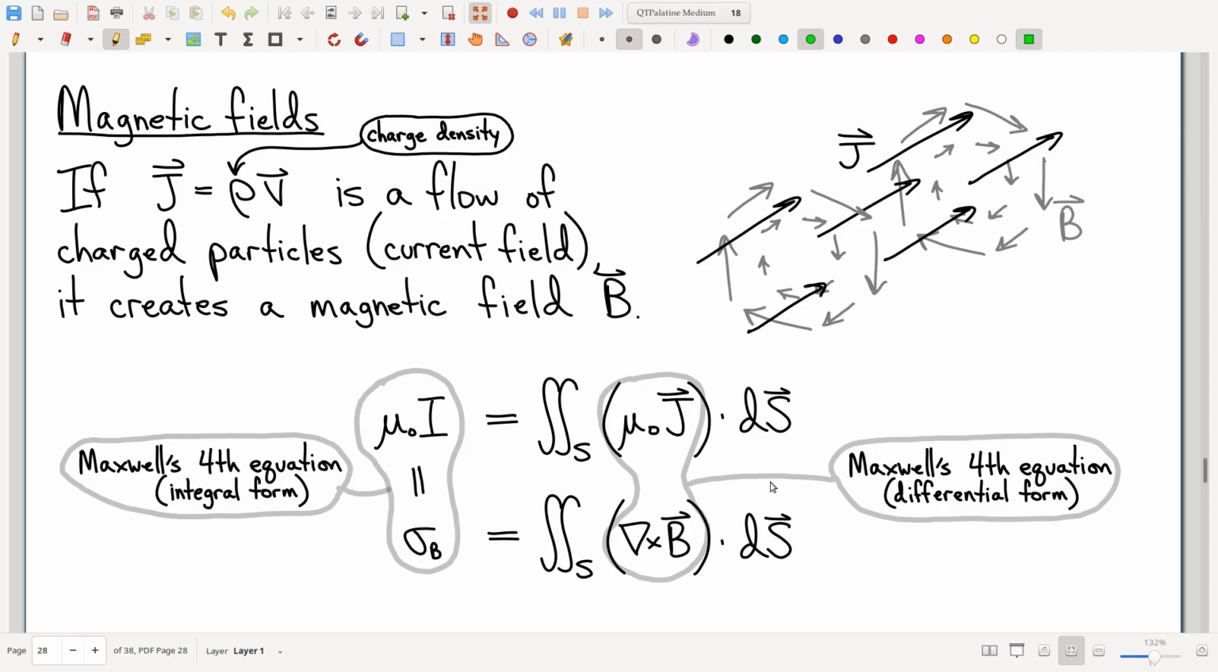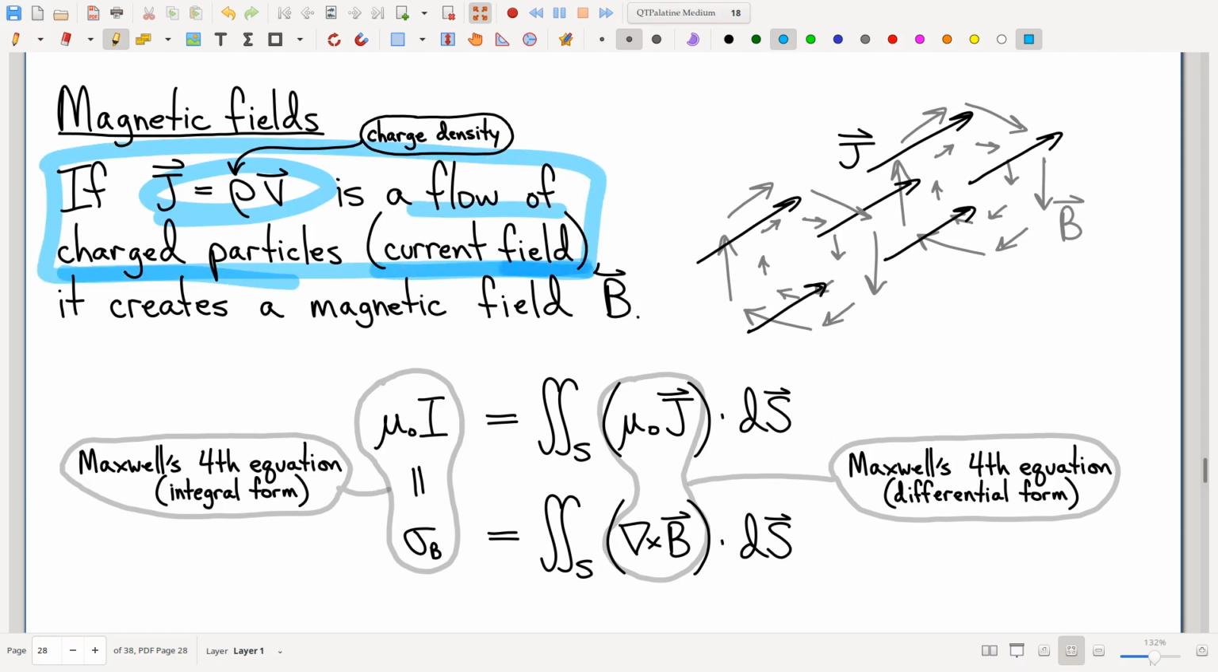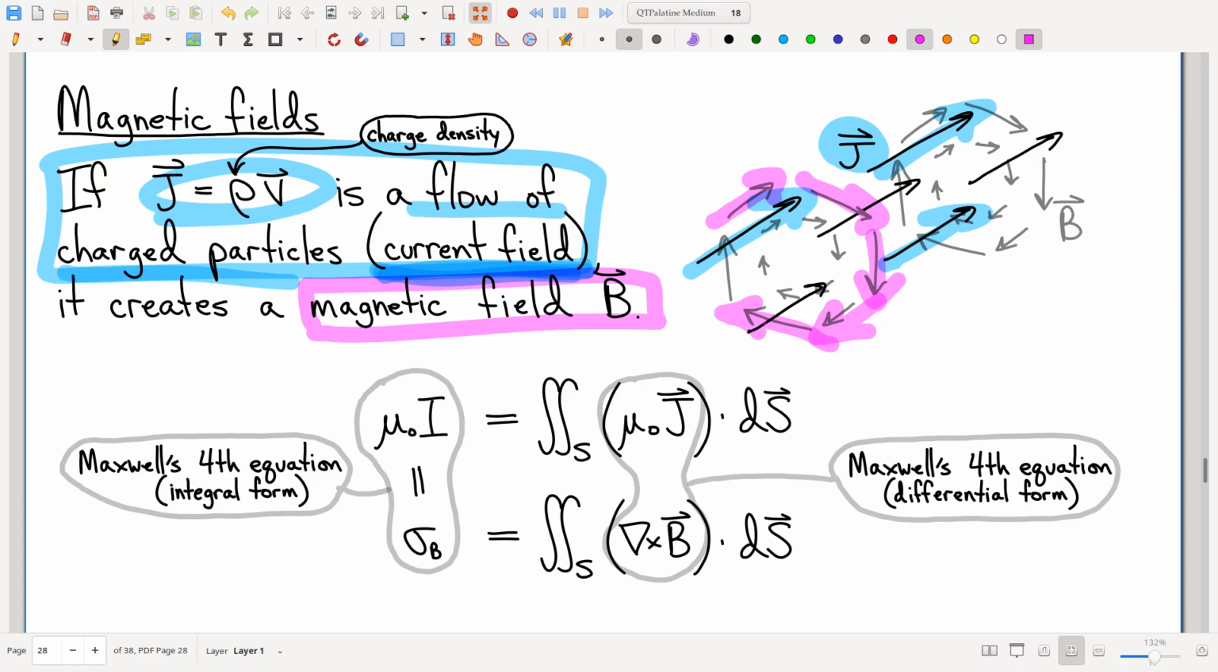That said, it is in your future if you're an engineer. And so I'm just going to say a couple of quick things about it. When you have a flow of charged particles, we call this a current field. And so, for example, something like this, flow of charged particles. Physical reality, weird though it may seem, is that a flow of charged particles creates a magnetic field. Something kind of along these lines. And we use B to represent that. So current creates a magnetic field.